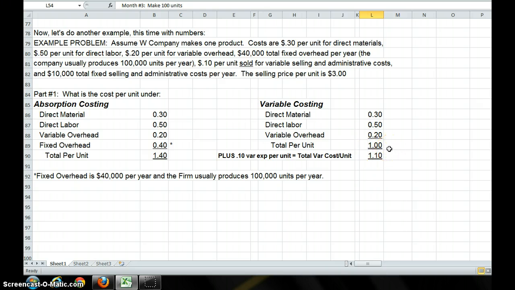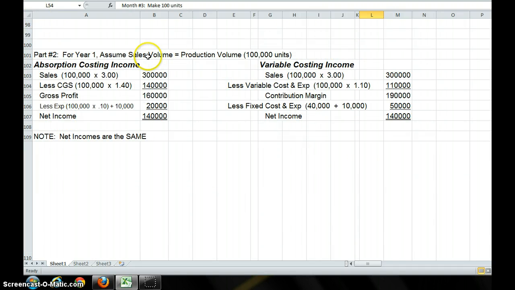So the variable product cost under variable costing is $1. The total variable cost, that is product cost and period expenses together, would be $1.10. That's $1 product cost under variable costing plus a 10 cents sales commission that we would have as a variable operating expense of running the business. The total variable cost, product and period together, is $1.10. If we look at a month where the sales volume and the production volume are the same, under both circumstances, sales would be $100,000 times the $3 selling price.